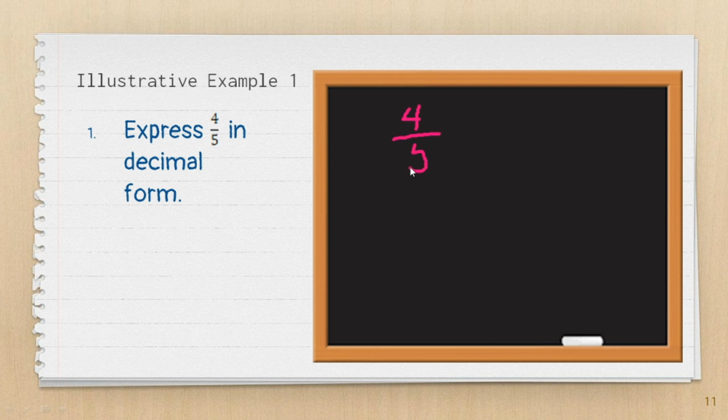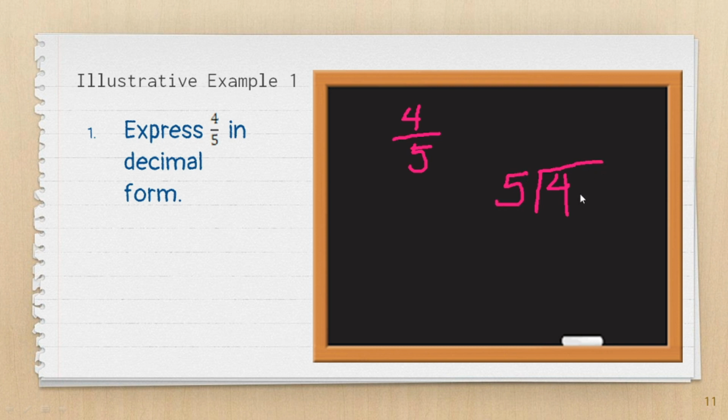Okay, let's have illustrative example number 1. So, we have here, express 4 over 5 in decimal form. So, si fraction daw na 4 over 5, kailangan natin siyang gawing decimal number. So, I have here 4 over 5. So, sabi natin kanina, yung pinaka common sa ating ginagawa is to divide 4 by 5. So, we have 4 divided by 5.